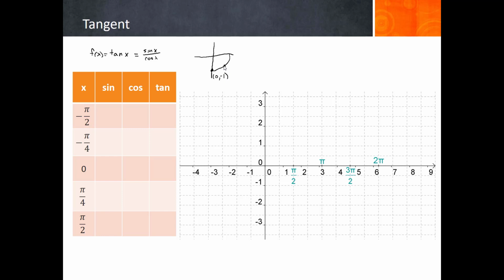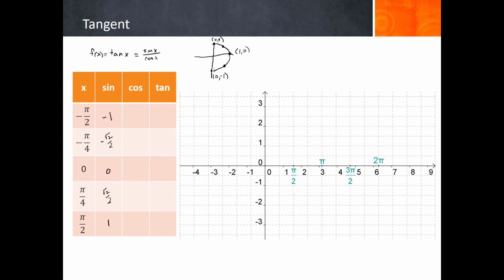We're then going to look at negative pi over 4, which is the 45-degree angle. We're going to look at 0, which is the coordinate 1, 0. And then we're going to rotate through pi over 4 and then up to pi over 2, which is the point 0, 1. Okay, so at negative pi over 2, the y-coordinate is negative 1. Negative pi over 4 would be negative root 2 over 2. 0 would be 0 because that's the y-coordinate. Pi over 4 would be root 2 over 2. And then pi over 2 would be a positive 1.